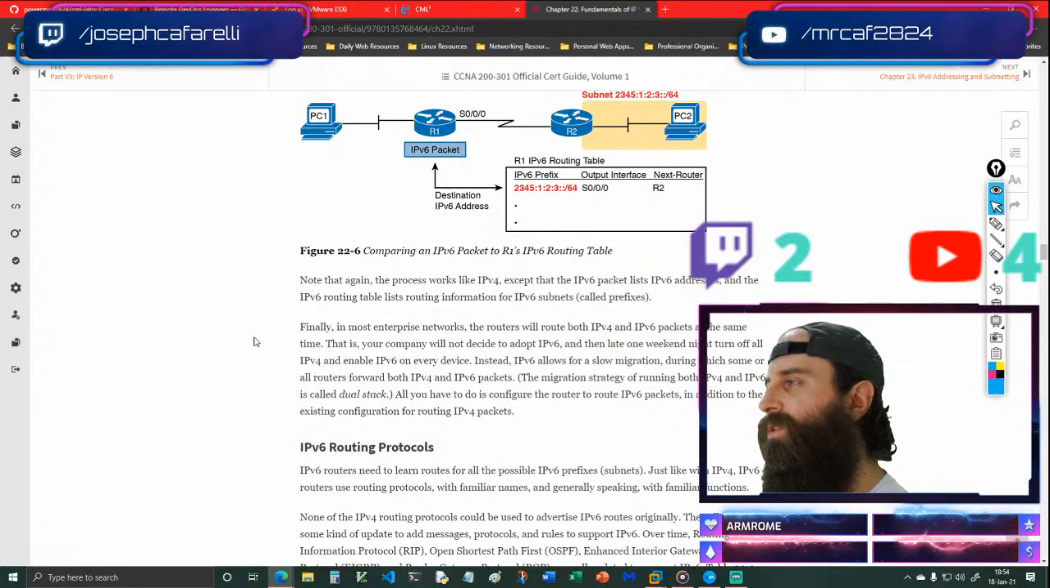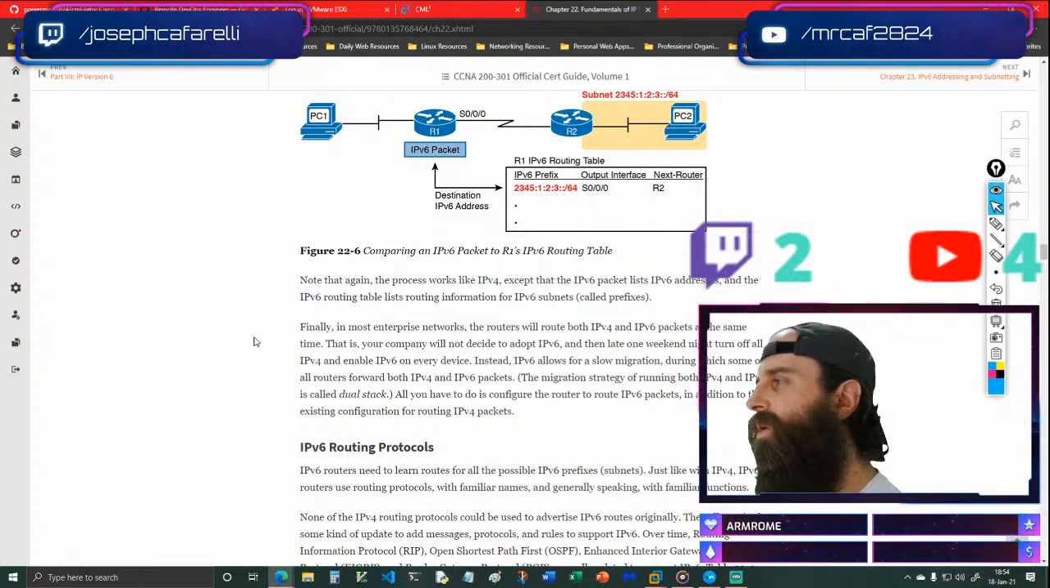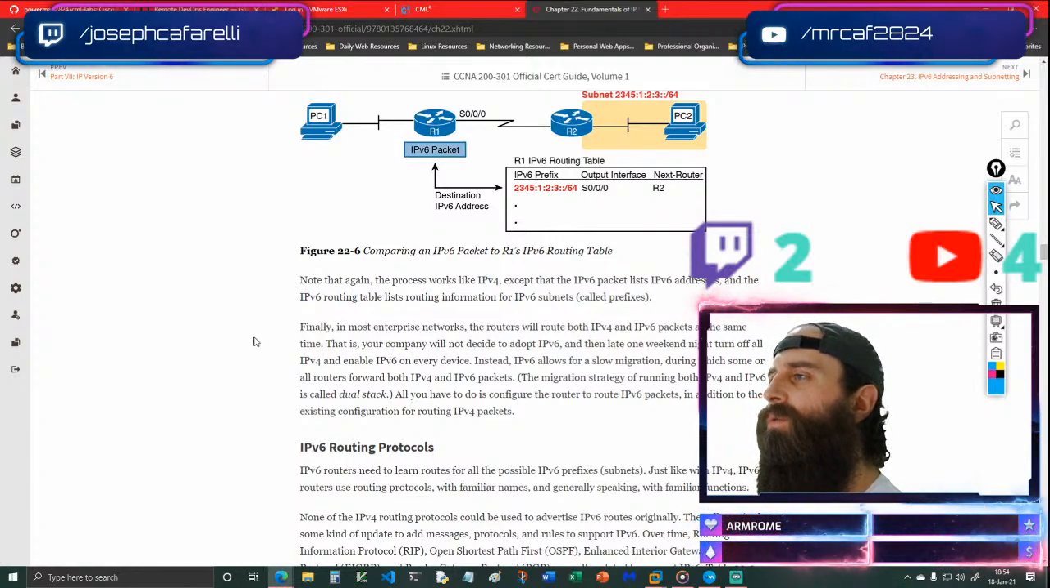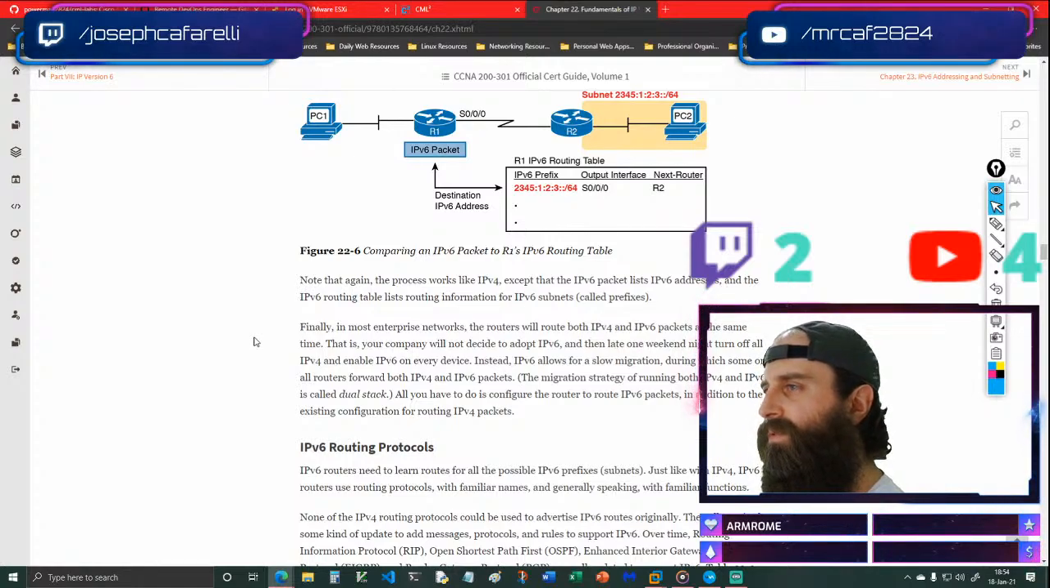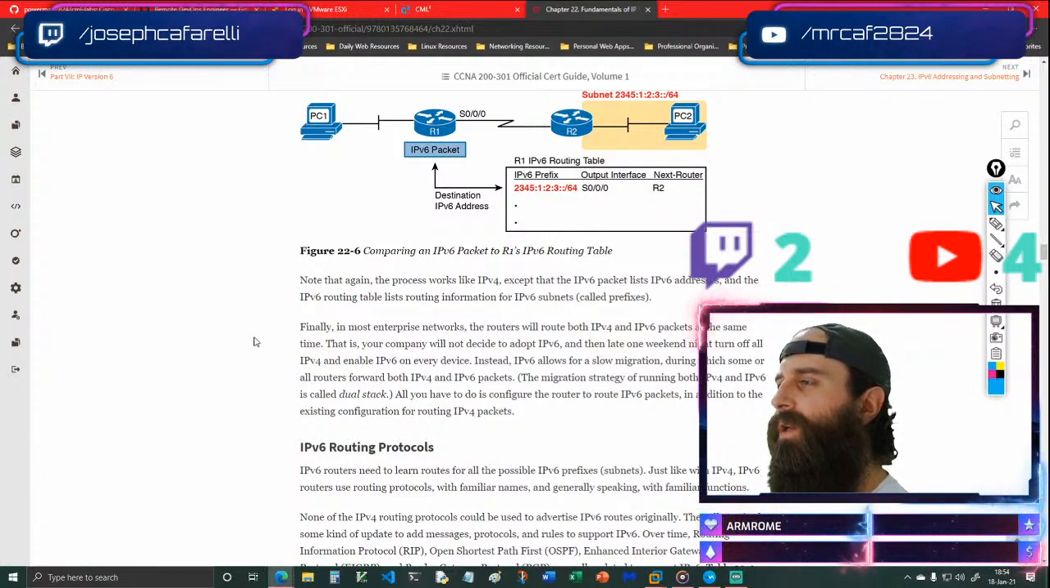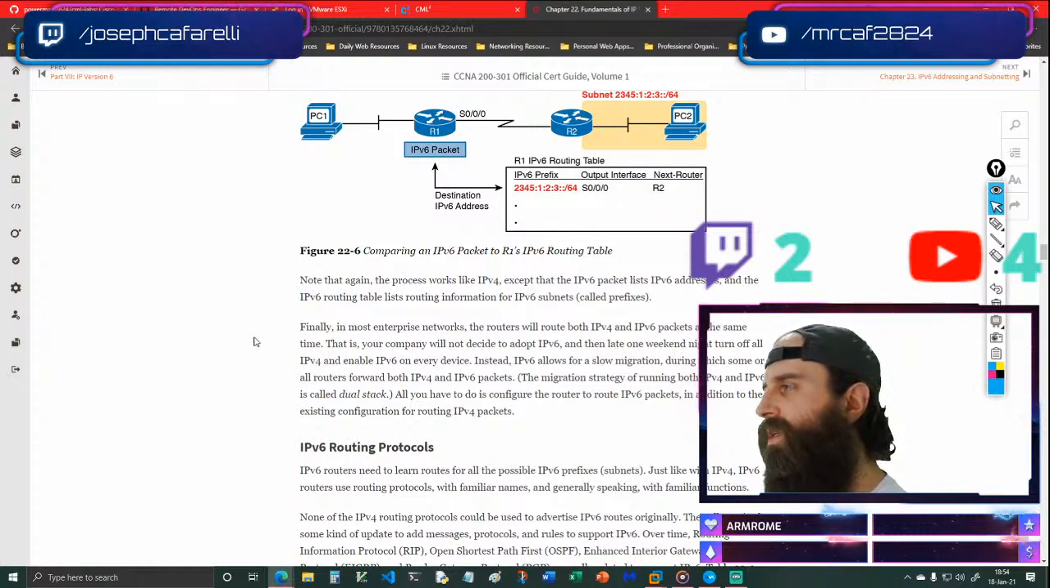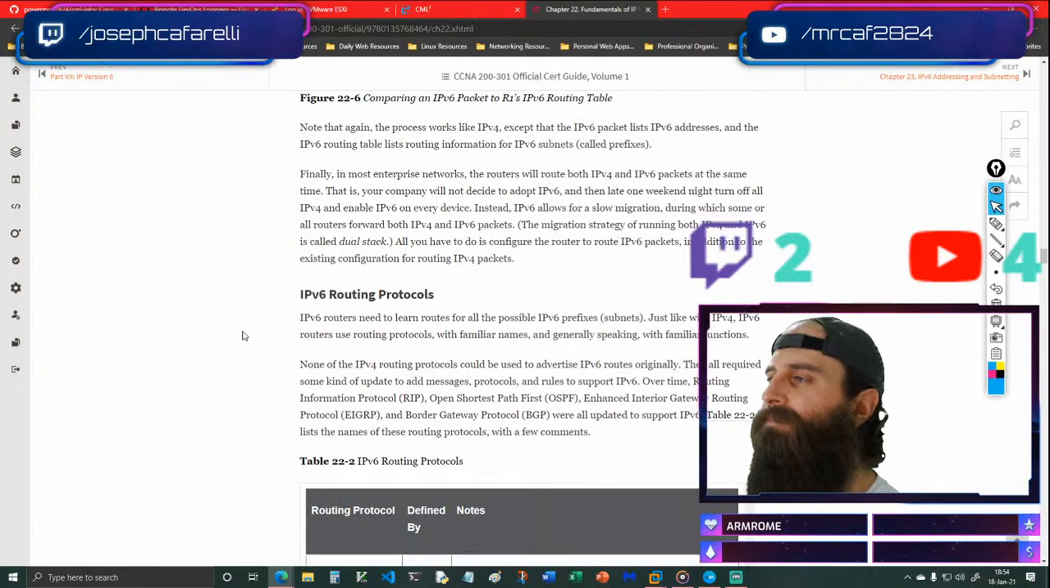Instead, IPv version 6 allows for a slow migration, during which some or all routers forward IPv version 4 and IPv version 6 packets. The migration strategy of running IPv version 4 and IPv version 6 is called dual stack. So the terminology dual stack comes from running both IPv version 4 and IPv version 6. All you have to do is configure the router to route IPv version 6 in addition to existing configurations for the IPv version 4 packets.